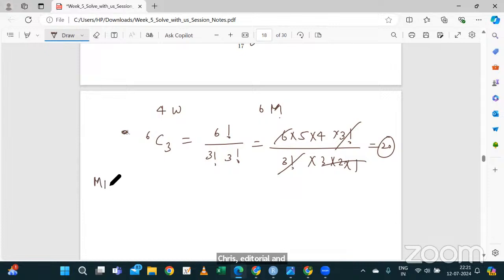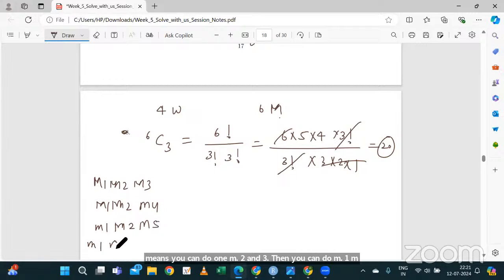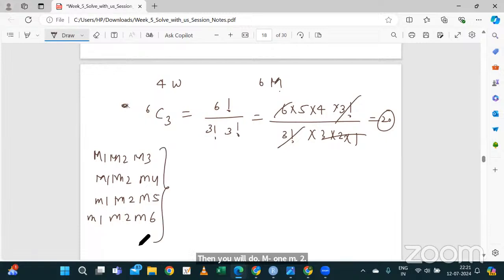That means you can do M1, M2, M3. Then you can do M1, M2, M4. Then you can do M1, M2, M5, M1, M2, M6. Similarly, there will be 20 such groups. Are you getting what I'm trying to say? Yes, sir. We are just grouping 3 out of 6. Correct, 20.